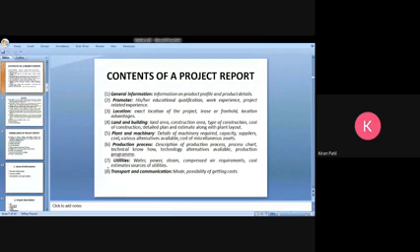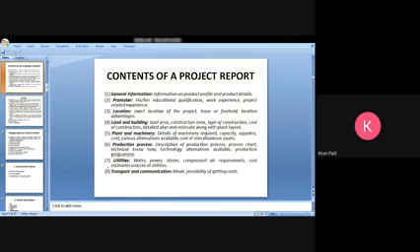Now you can see the first one is general information, like information on product profile and product details. For example, what kind of a product you want to manufacture. If it is a service, what kind of a service do you want to offer, right? And what are the details of those services or what are the details of those products? So that should be present in your project report.